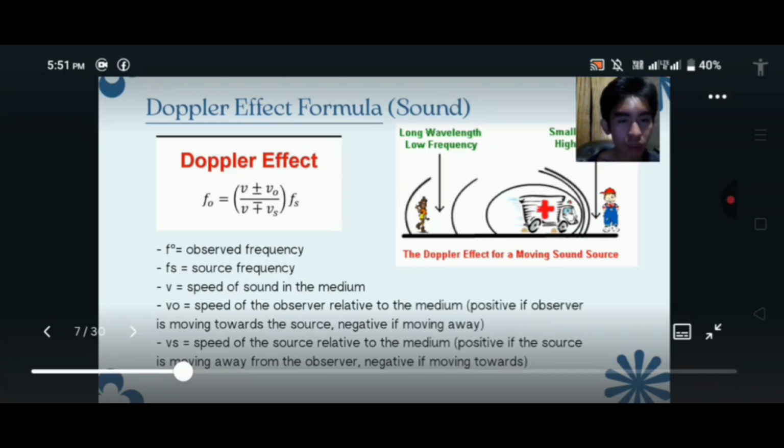Okay, Doppler effect formula. F is the observer frequency, Fs is the source frequency, V is the speed of the sound in a medium, Vo is the speed of the observer relative to the medium, positive if the observer is moving towards the source, negative if moving away. Vs is the speed of the source relative to the medium, positive if the source is moving away from the observer, negative if moving towards.